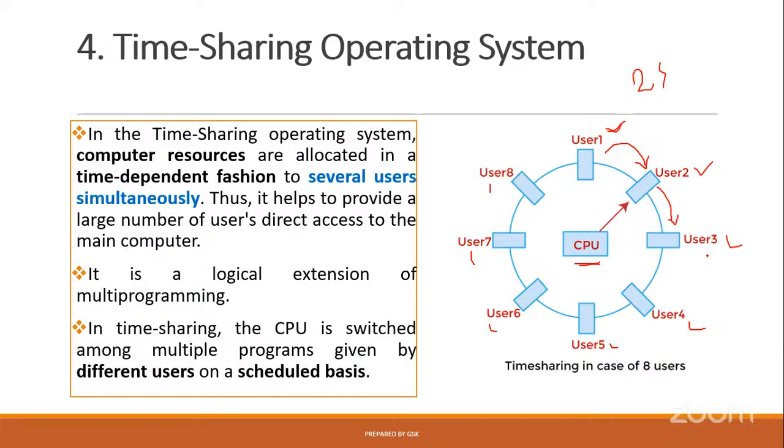So in this, the CPU is switched among the multiple programs given by different users on a scheduled basis. Schedule means depending on the time. The scheduling time is 2 seconds, let us say, the time slice. Depending on that, it rotates. 2 seconds for user 1, 2 seconds for user 2, and it continues. The clock is continuous.